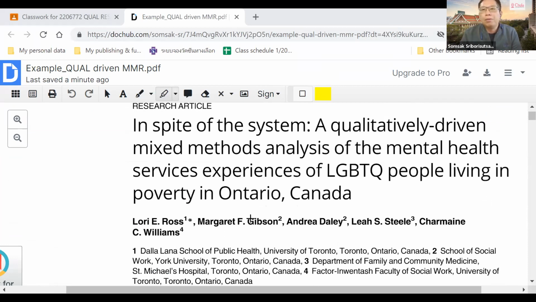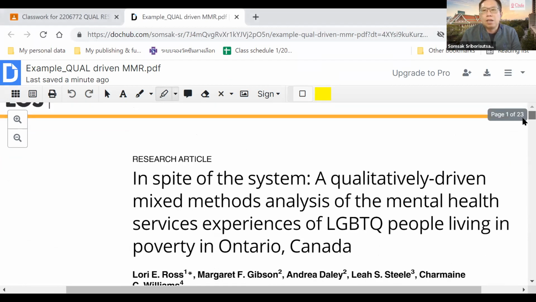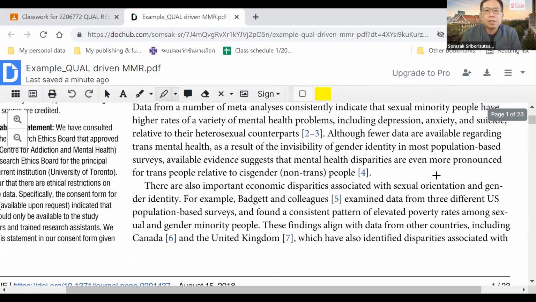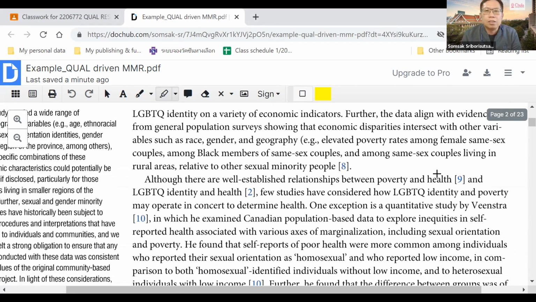Just forget about the topic. Maybe it's quite different from the field of information studies or library and information science, but it's a very good example of how the researchers in this research project design by using the mixed method approach. This is method research in the studies. Just start with the introduction.